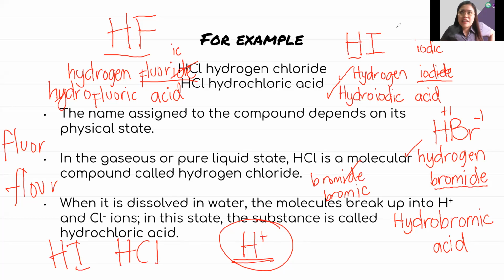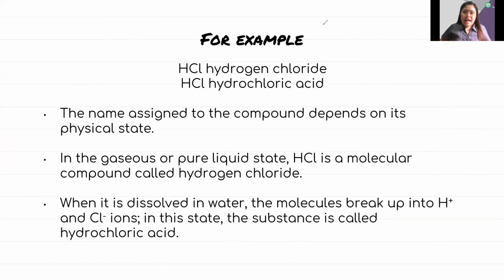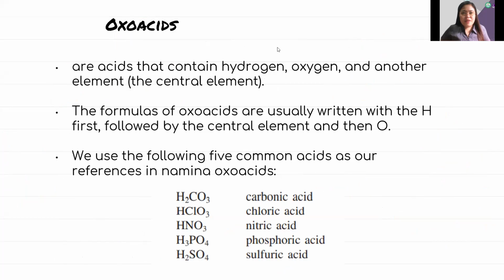So you can either name them using their systematic name or their acid name. The acid name is hydro, followed by the name of the anion, but the ending should be IC, and then followed by the word acid. Okay, now let's move on.